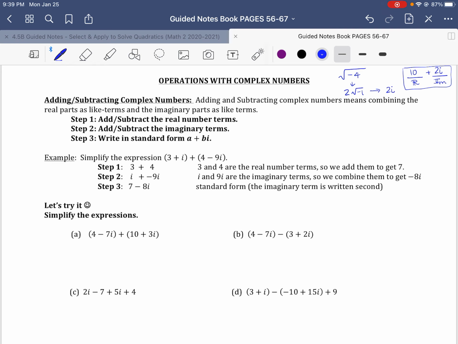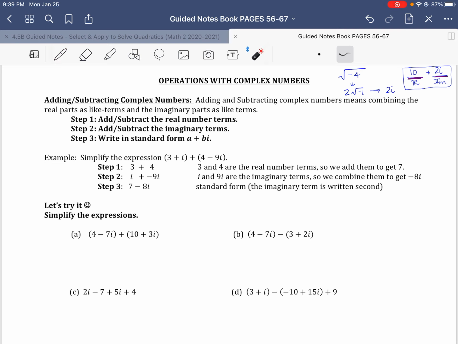So when we talk about operations, we're talking about adding, subtracting, multiplying, dividing them. And again, when we talk about like terms, adding or multiplying or any of that, there's really only two like terms. There's either the real part or the imaginary part, and we combine those. So let's look at kind of what happens when we add and subtract them. First of all, adding and subtracting complex numbers.